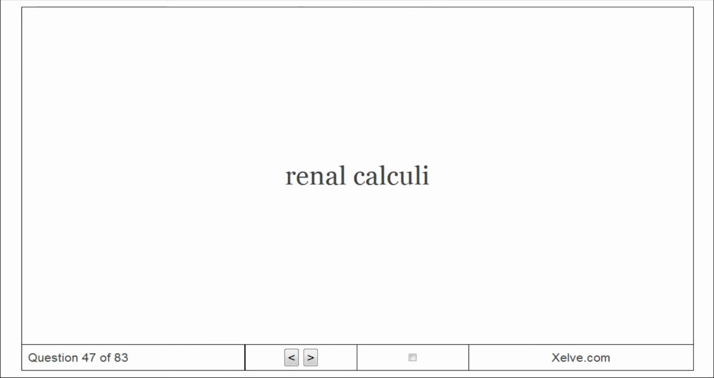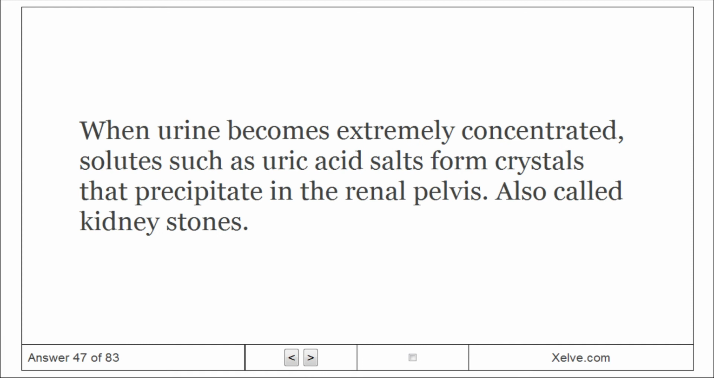Renal calculi. When urine becomes extremely concentrated, solutes such as uric acid salts form crystals that precipitate in the renal pelvis, also called kidney stones.